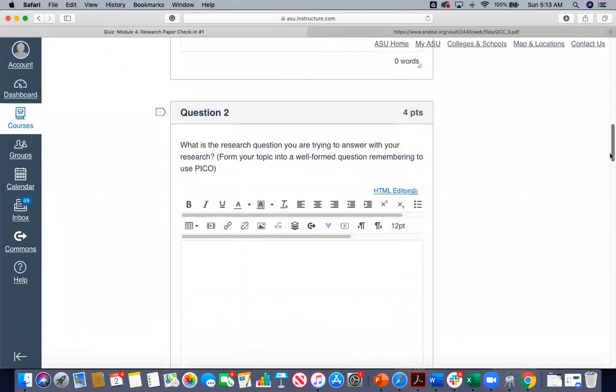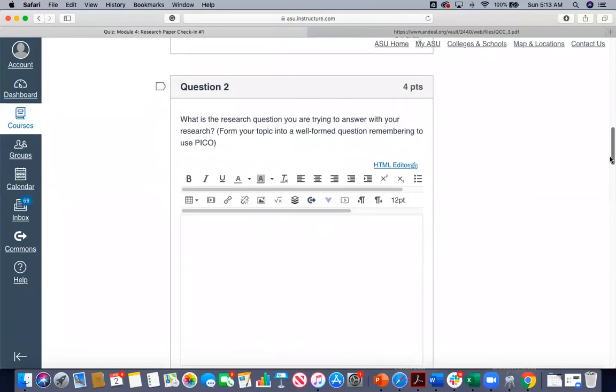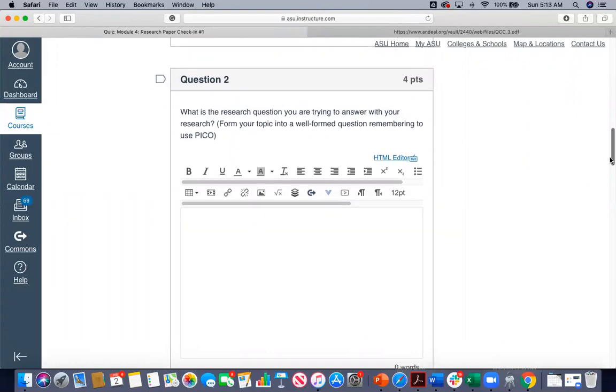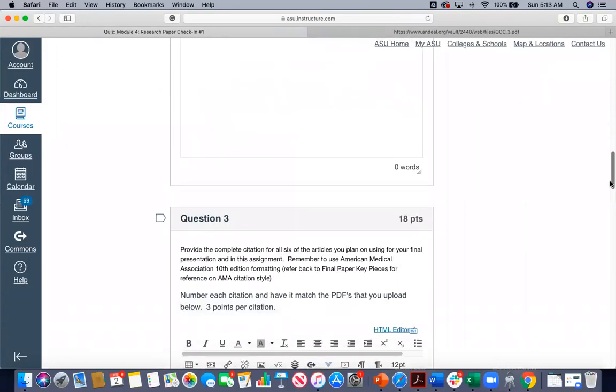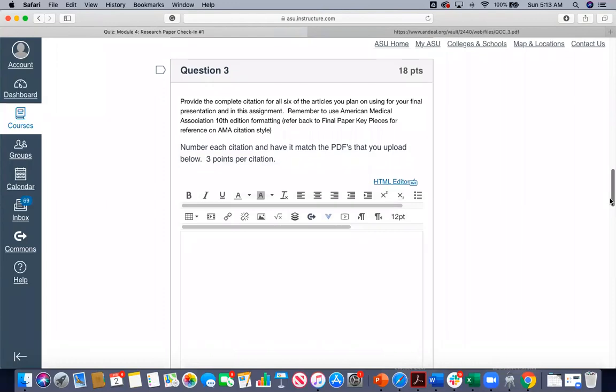Then research question number 2, you'll put in your research question. And again, that's just to remind me. So you'll go back to your discussion board posts because you would have put your research question into those. Then you provide the citation for each of your 6 articles.